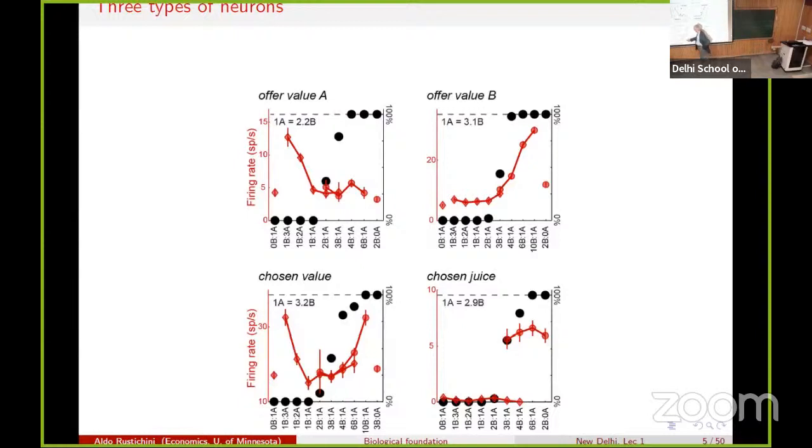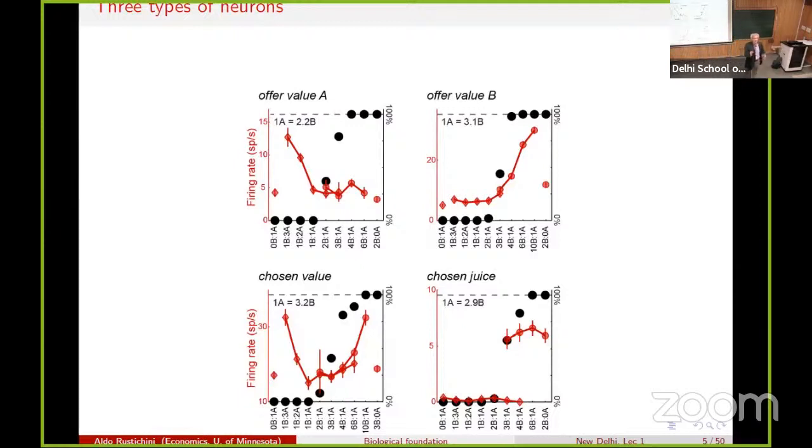If you bring in the black data, you realize that here you're choosing B, here you're choosing A, here A is large, here B is large. So this is coding the value of the option that you choose.